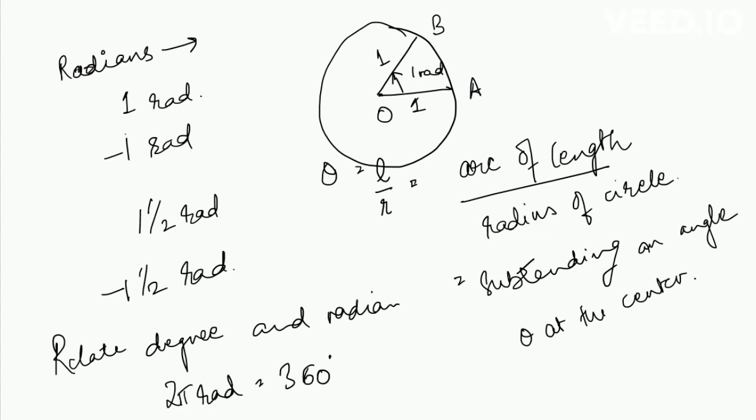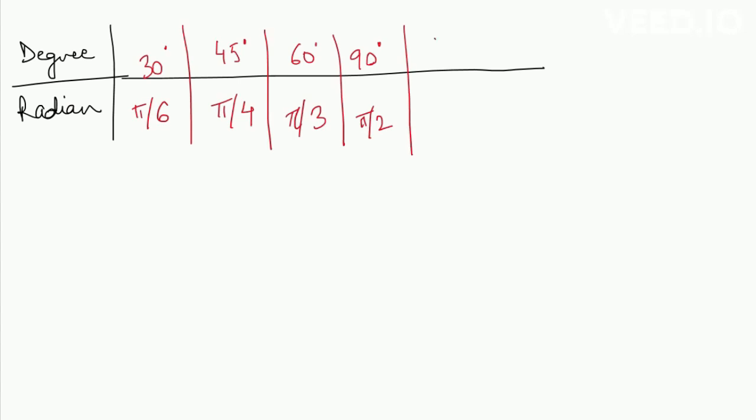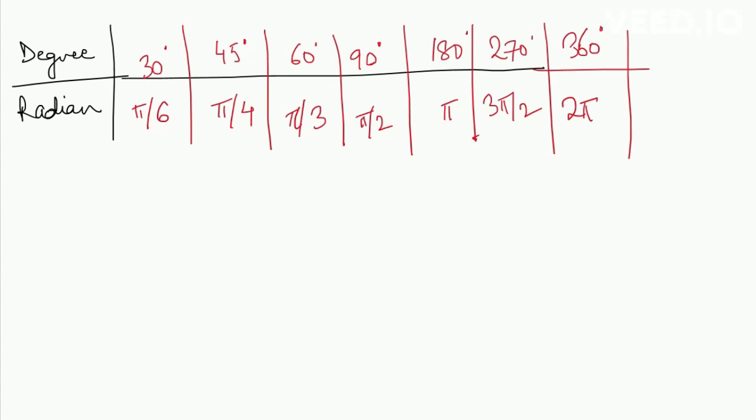So we are relating degrees and radians. 2 pi radians is 360 degrees and pi radians is 180 degrees. So I am drawing a table over here which should be remembered as tips. So 30 degrees can be written as pi by 6, 45 degrees can be written as pi by 4, 60 degrees can be written as pi by 3, and so on. If you can't remember, you can compute this. You can relate the degrees into radians and radians into degrees using the formulas given below.